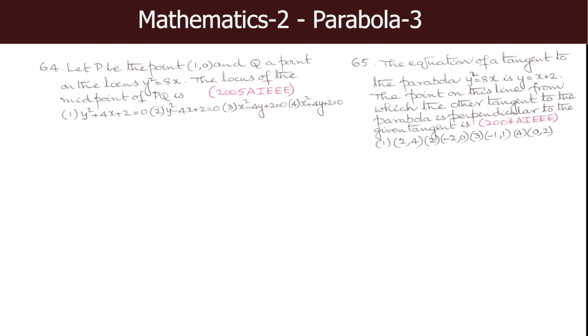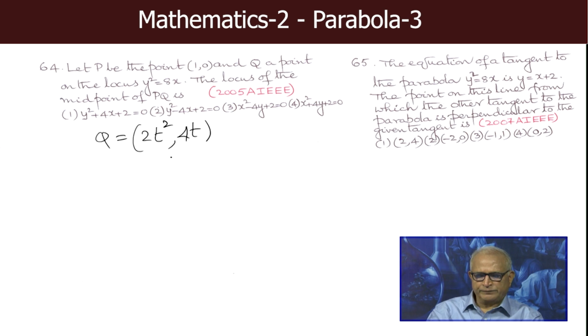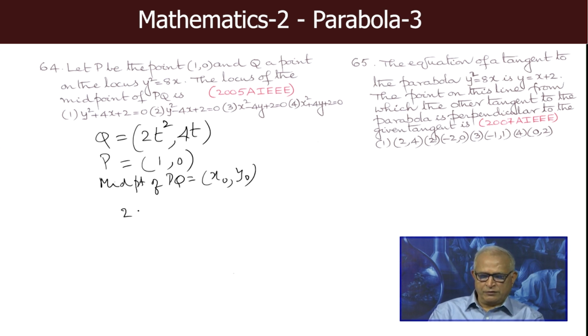Next, 64. Let P be the point 1, 0 and Q a point on the locus y square equal to 8x. So, let Q be at square, 2at, where a is 2 here, and P is 1, 0. The midpoint of PQ is equal to x naught, y naught if and only if 2x naught equal to 2t square plus 1 and y naught equal to 2t.